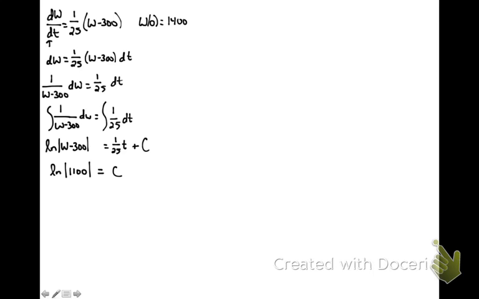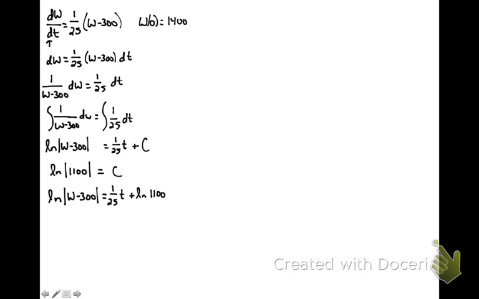So, by substitution, I'm now working with the natural log of (w minus 300) equals 1/25 t plus the natural log of 1100. I'm done when I have a function w in terms of t, so I'll be finished once I solve this equation for w.